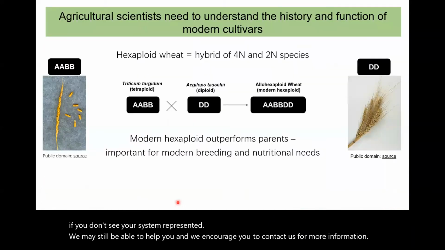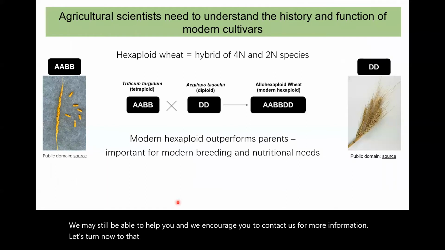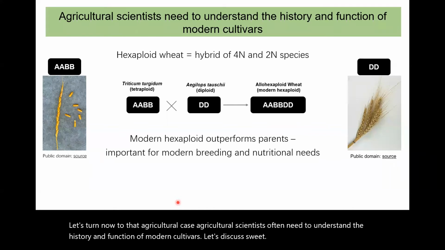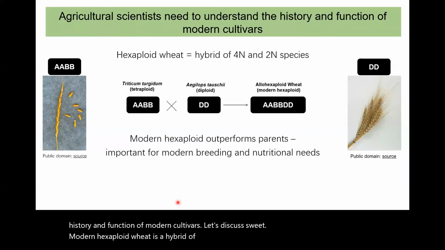Let's turn now to that agricultural case. Agricultural scientists often need to understand the history and function of modern cultivars. Let's discuss wheat. Modern hexaploid wheat is a hybrid of a 4N and a 2N species.